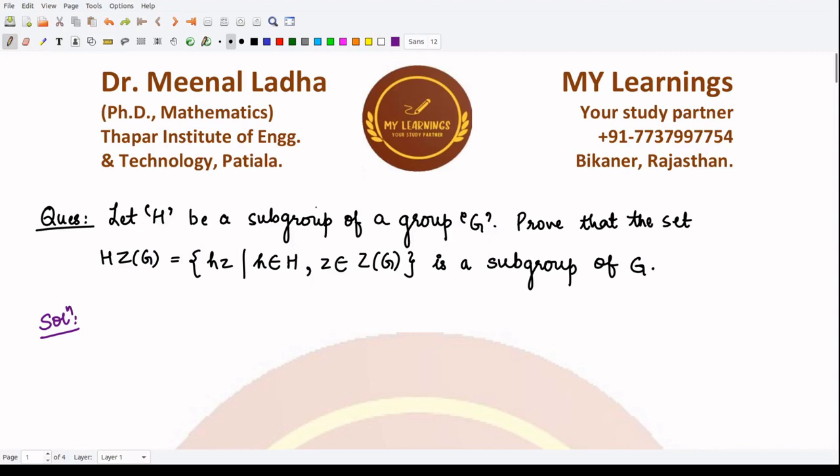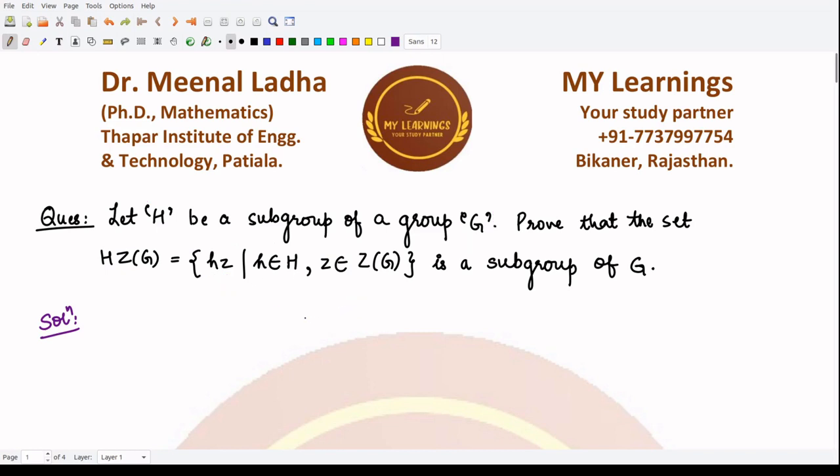In this video, we are given that H is a subgroup of the group G, correct? We have to prove that this set, which is constructed by multiplying this subgroup H with the center of this group Z(G), and the elements are obtained in such a manner that they are in this form hz, where this h is taken from the subgroup capital H and z has been taken from the center of the group G.